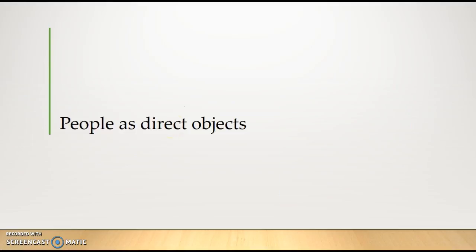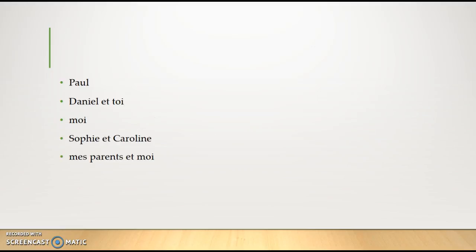Okay, now let's think about if people are direct objects in our sentences. So think about what we might use to replace each of these people or groups of people in a sentence. So if we were talking about Paul, we want it to be him, right? So think about what we could use to change Paul into him. If you guessed le, you've got it.